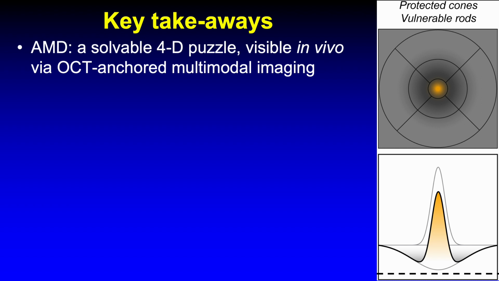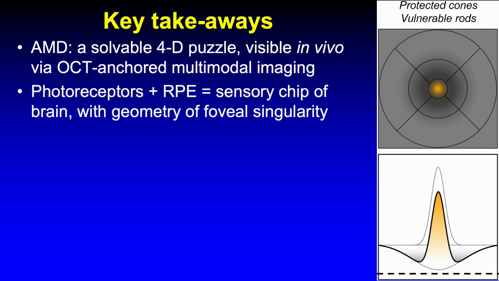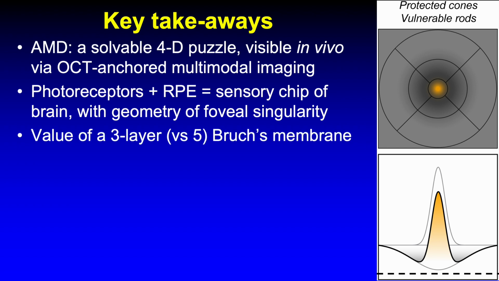The overall key takeaways from the 4 tutorials are summarized here. That AMD is a solvable 4-dimensional puzzle visible in vivo via OCT-anchored multimodal imaging. The photoreceptors and the RPE together form a sensory chip of the brain, with geometry of the foveal singularity being extremely important. We discussed the value of a 3-layer versus a 5-layer Brooks membrane.